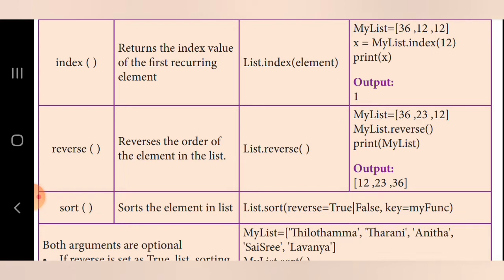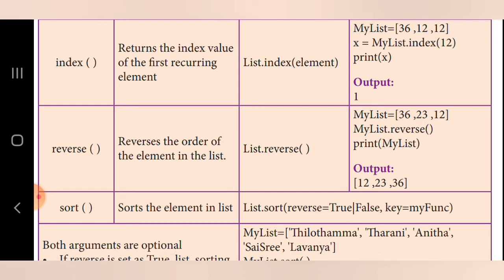Print my_list. Now you can see the output. The input is 36, 23, 12. Now you can see the output: 12, 23, 36. That is, the elements are reversed. So the elements are arranged in reverse order.